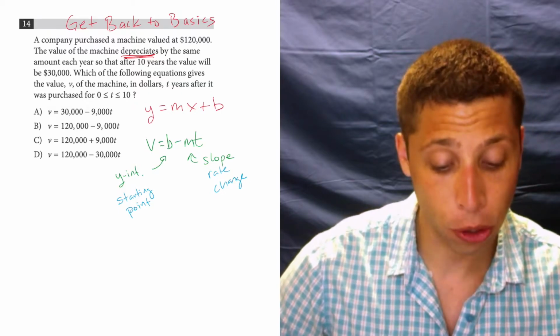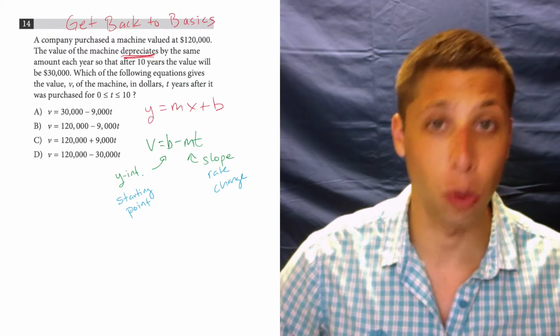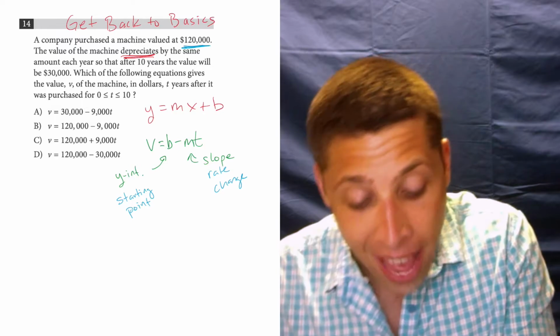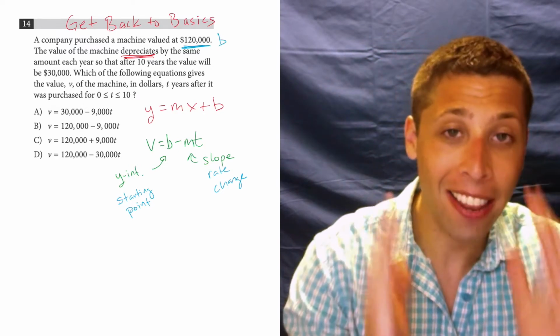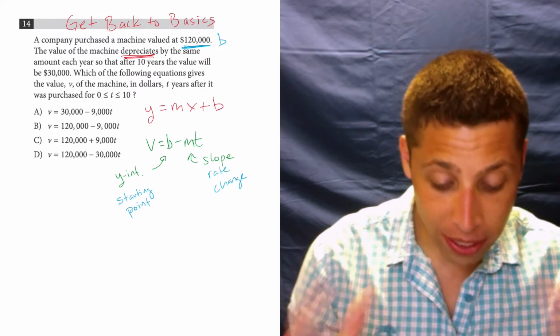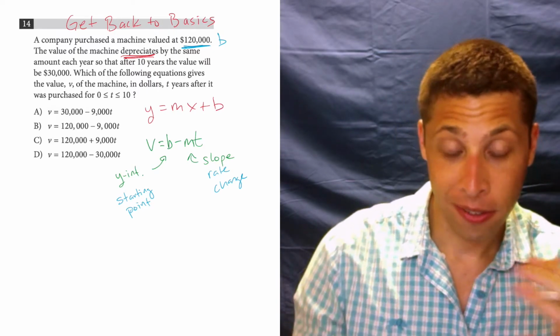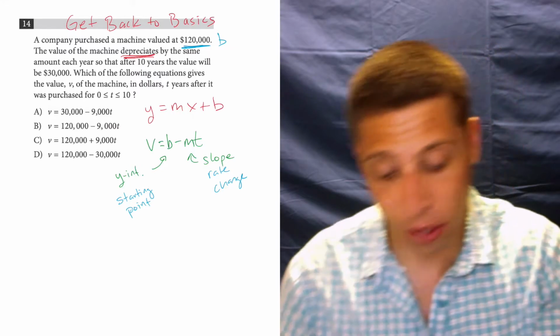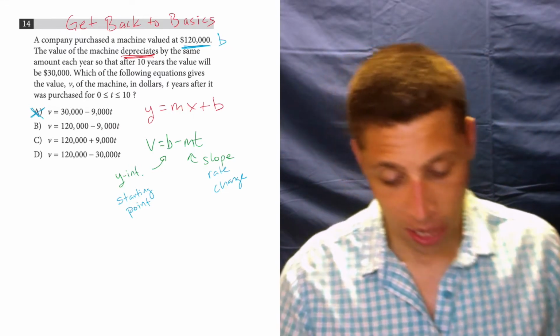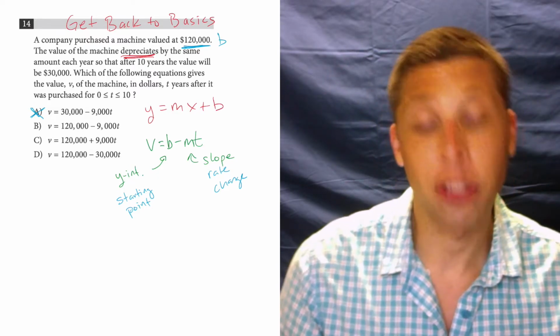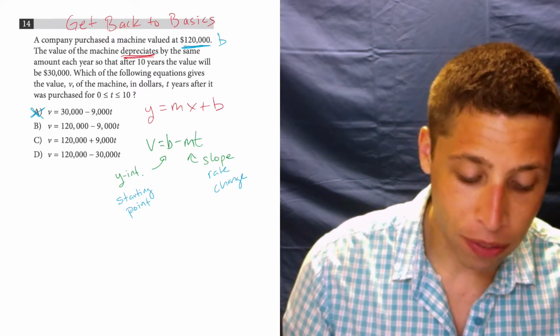A company purchased a machine valued at $120,000. That's our starting point. That's our B. It starts at this value. So anything that doesn't have a B as 120,000 we can get rid of. So that gets rid of A right there. Wrong value. But that leaves us with three choices. Now we need to find the rate.